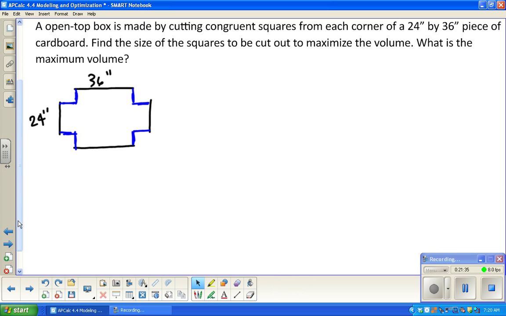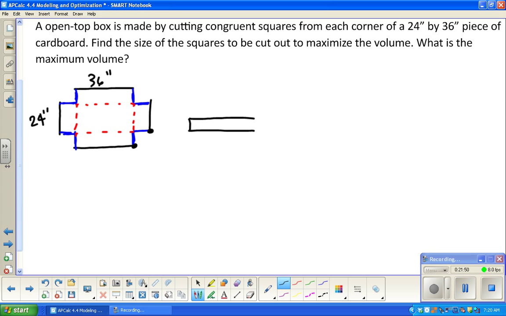Hey, not bad. All right, and then what we're going to do is fold the sides up. So we fold it so that this corner and this corner come together. When we're done with this, this is more of a 3D image. It looks something like that.